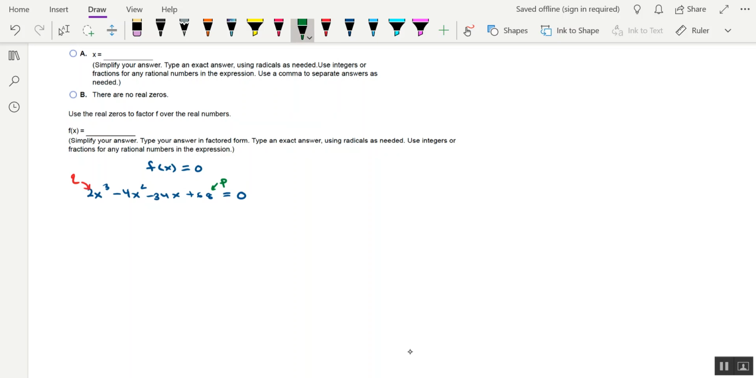So let's start with the list for p. We want to think about numbers that go into 68, including the negatives. Plus or minus 1 does. Plus or minus 2. 3 does not go into it, but 4 goes into 68, so plus or minus 4. The next number that would go into it is plus or minus 17. Then plus or minus 34, then of course plus or minus 68.